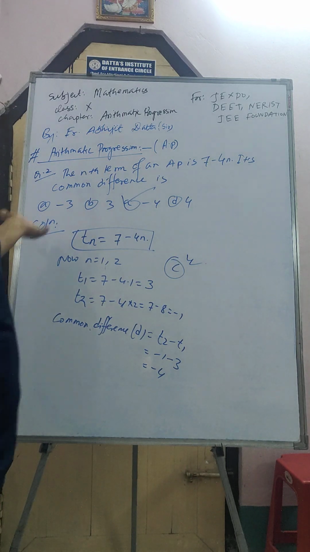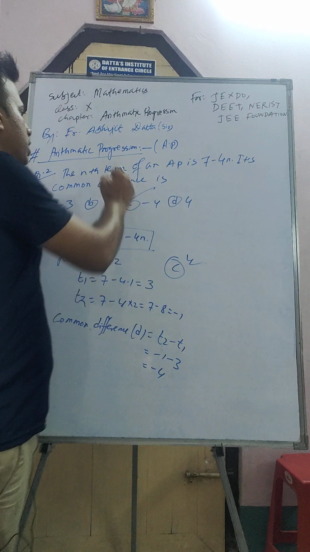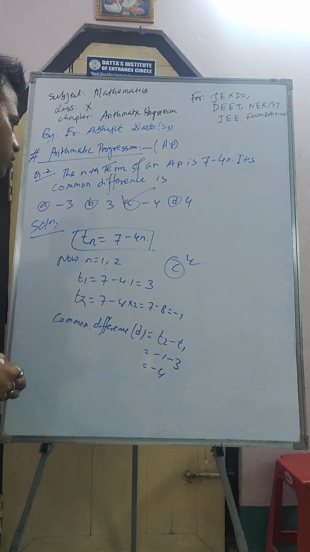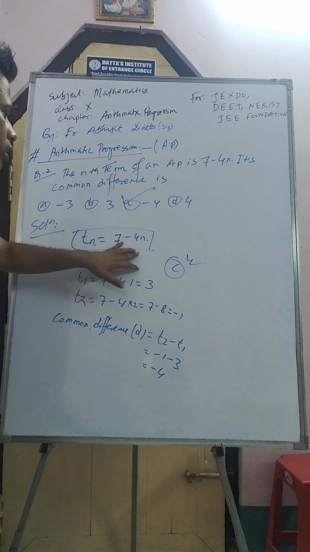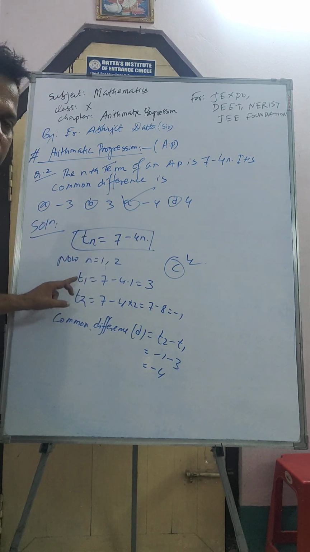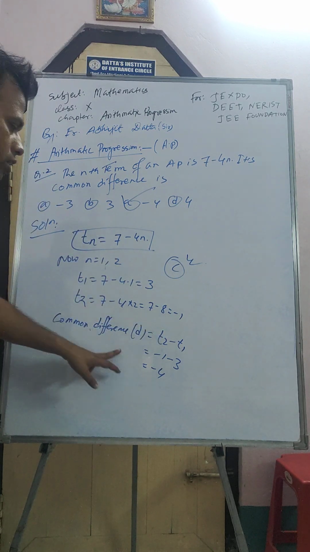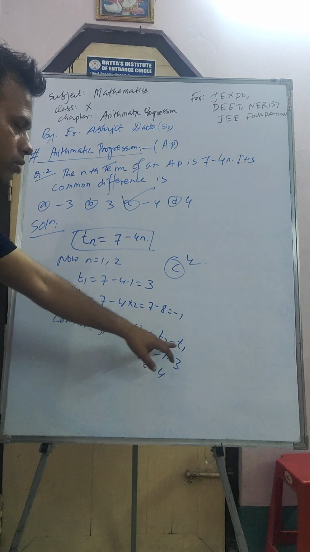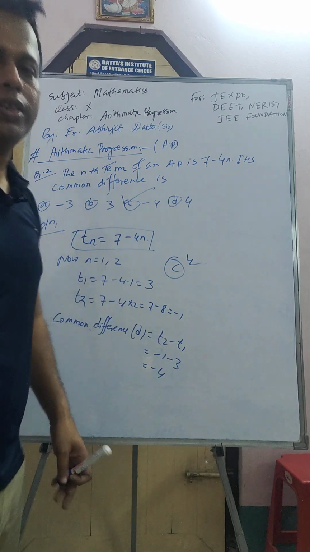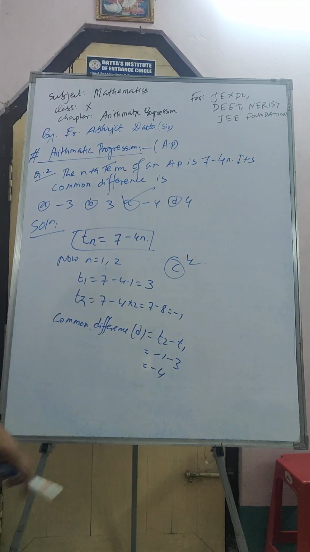What I am doing here is that the nth term of an AP is given, that is 7 minus 4n, and we have to find the common difference from it. So I write Tn equal to this, and put n equal to 1, then T1 is 3. If I put n equal to 2, then T2 is minus 1. So the common difference D is T2 minus T1, that is minus 1 minus 3, which is minus 4. So option C is the correct answer. Got my point? Okay, fine. We will move on to the next question.